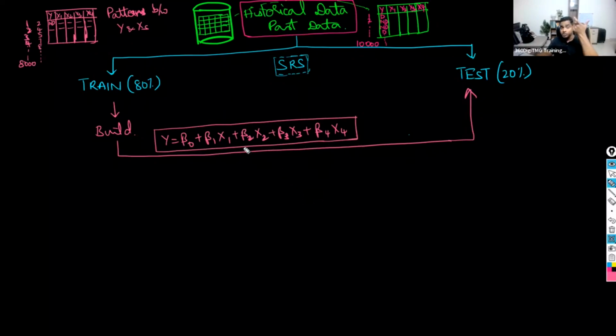Okay, your model is going to capture the patterns in an equation like this. Then you proceed further and test it on your test dataset. So let me once again draw this representation. Output variable x1, x2, x3, x4. And then whatever rows are not part of training data, those will be part of test data.